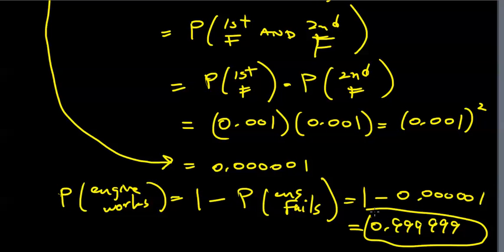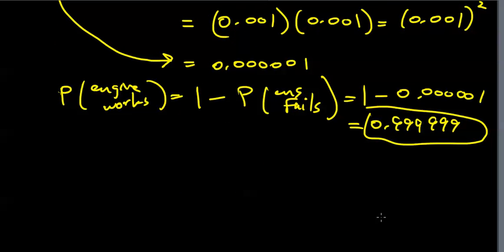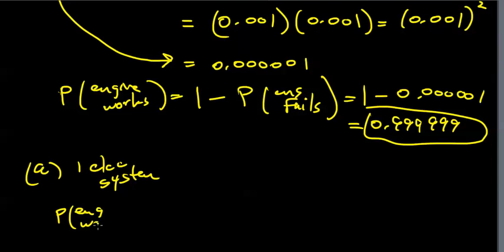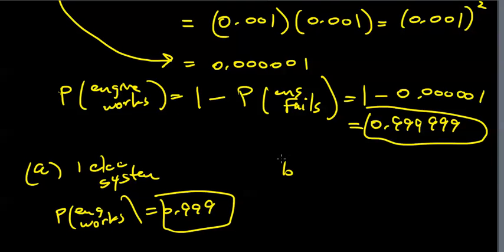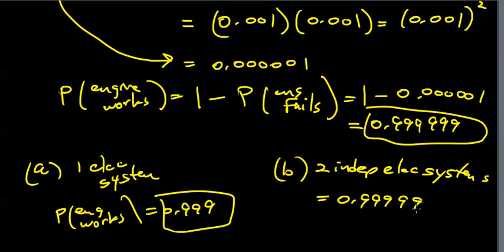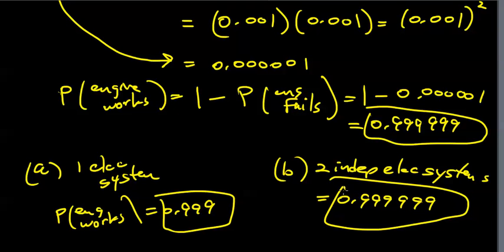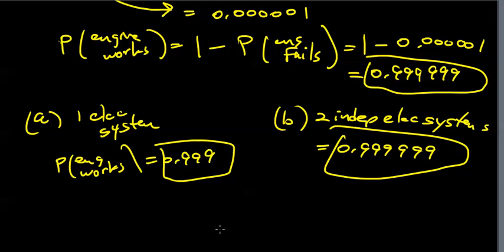And, of course, we can see the probability goes up from Part A. Let me refresh our memory. From Part A, with one electrical system, the probability that the engine works was 0.999. In Part B, we had two redundant, independent electrical systems. Let me write that down. Two independent electrical systems. And that probability is 0.999999. Notice the probability goes up. This is closer to 1. The answer to Part B is closer to 1 than the answer in Part A. So certainly by adding independent electrical systems, we increase our probability that the engine works.